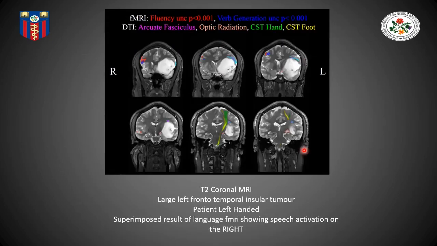And here you can see an example of an fMRI that has been elaborated. This is a patient that has a very large left frontotemporal insular tumor. Interestingly, the patient was left-handed, and you can see in this example that the speech activation, both for verbal fluency and verb generation, is on the right side, supporting the fact that the patient should be right-sided dominant for language.